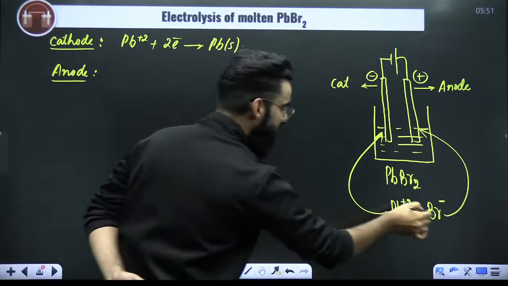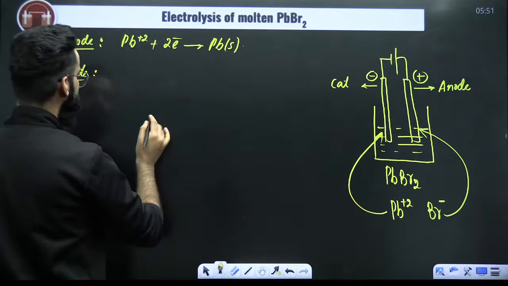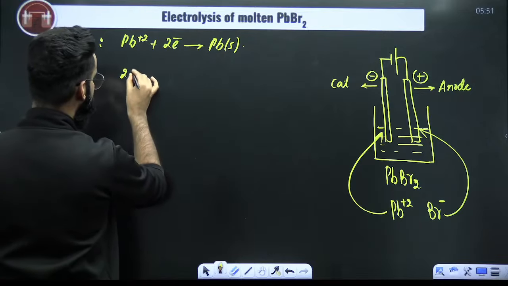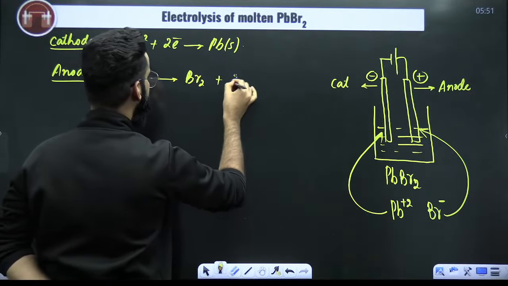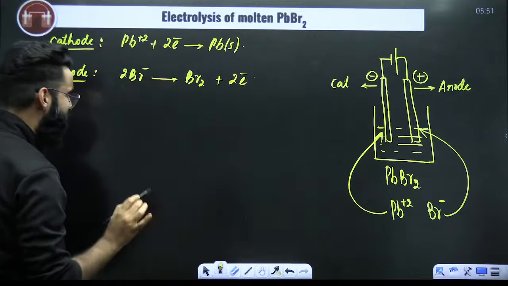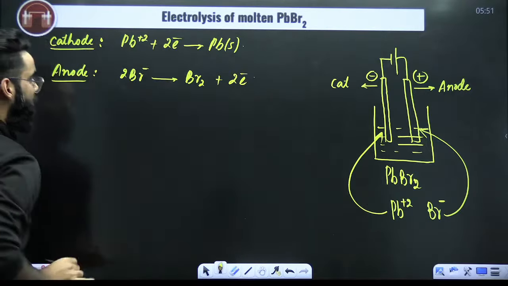I'll say at anode, Br⁻ will go and will undergo oxidation. Oxidation means loss of electrons. So the reaction has to be 2 times Br⁻ will give Br2, and with that you'll be writing 2 electrons. So just tell me in a nutshell what is happening at cathode and anode.